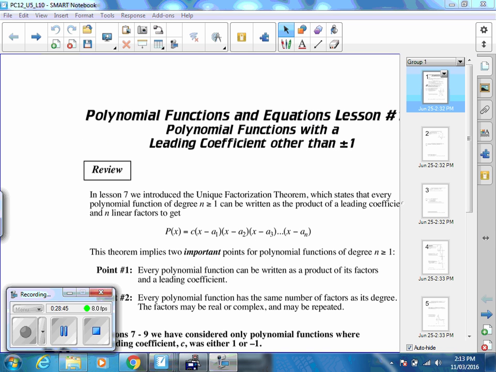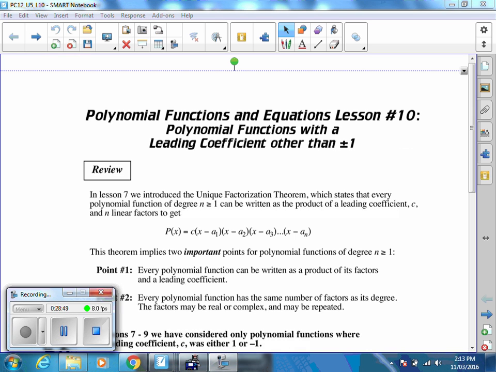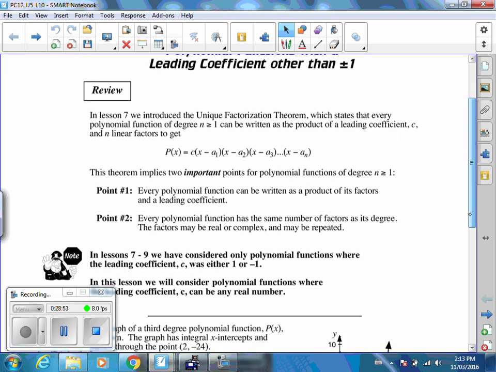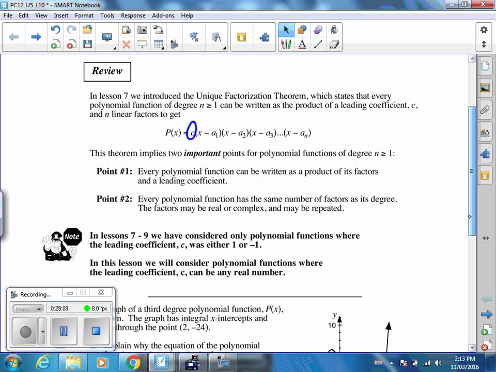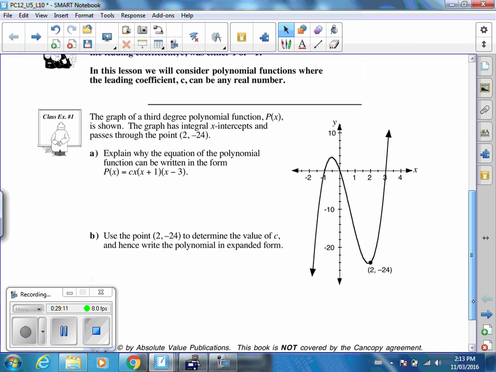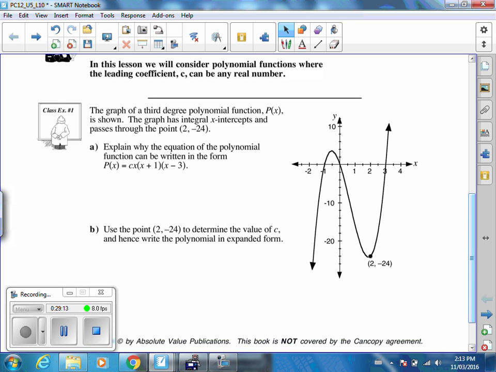All right, and then this one is our final polynomial piece. We've got leading coefficients other than 1. Remember we talked about that unique factorization theorem that says everything can be written as a number of their factors. We can think about this as a vertical stretch, because there are really an infinite number of graphs that will go through the same x-intercepts. They'll just have different vertical stretches, and the vertical stretch will not affect the intercepts. So here's a third degree polynomial.